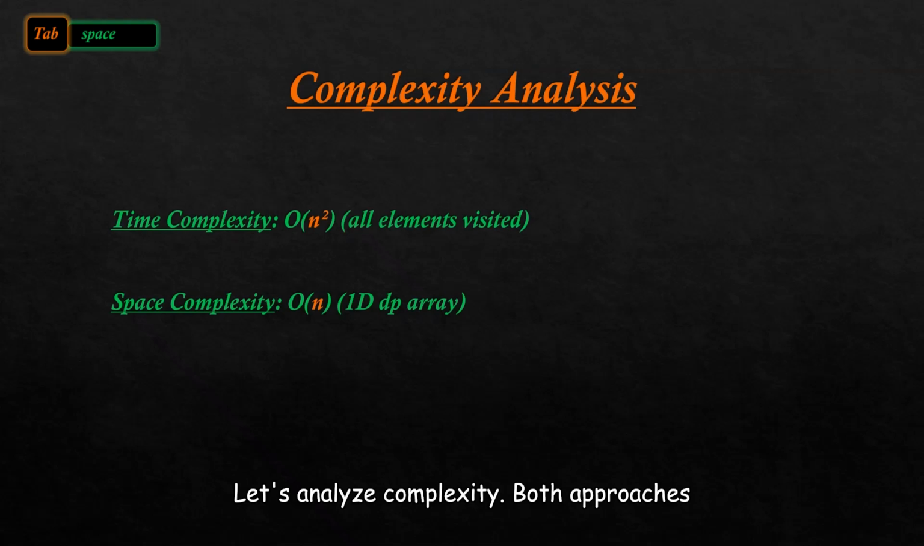Let's analyze complexity. Both approaches visit every element exactly once, so the time complexity is big O of n squared. As for space, because we only store one row at a time, we optimize down to big O of n. This means the solution scales well, even for the largest allowed triangle size of 200 rows.